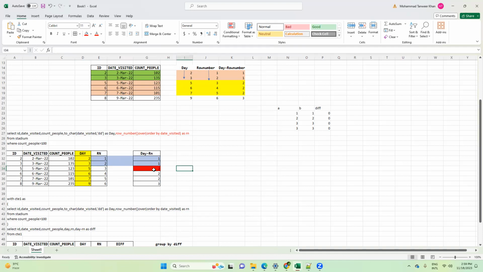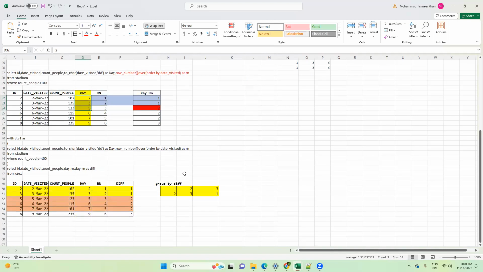Similarly, from this point, if you see here, this difference is constant. It means from this 3, it is incremented by 1 only. So wherever the day is incremented by 1 only, this difference will be constant. That is the main logic behind this. Got it. Clear? Any other question, anyone?